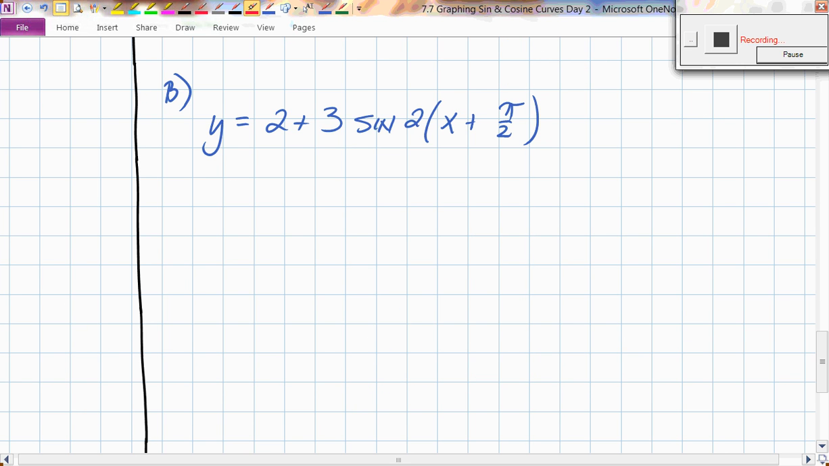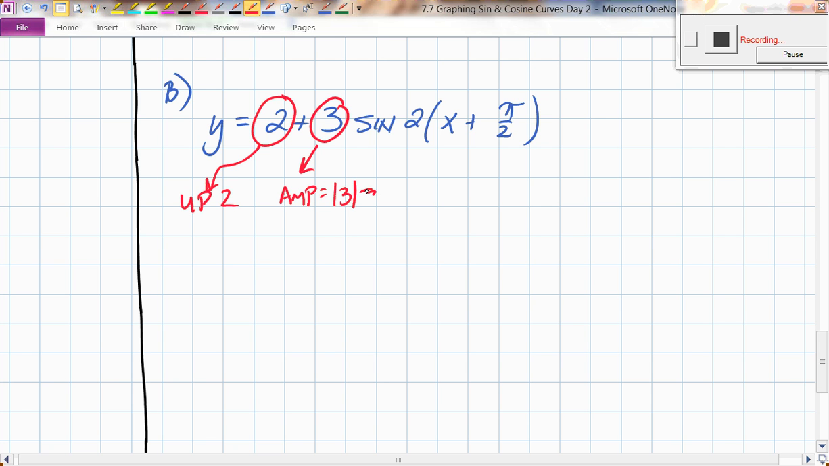Alright, let's shout it out. What is this thing going to do? Vertical shift. So, up 2. Good job. What's this thing going to do? Amplitude is equal to the absolute value of 3, which is 3. What is this 2 going to do? Period. So 2 pi divided by 2 gives me a period equal to pi.